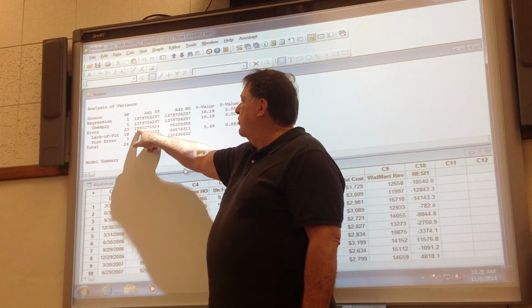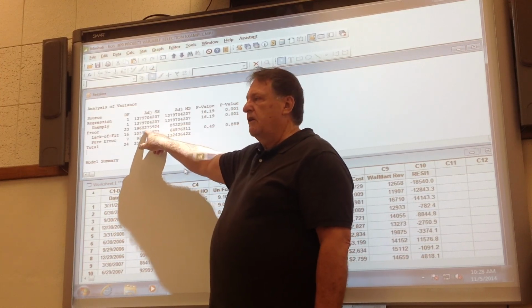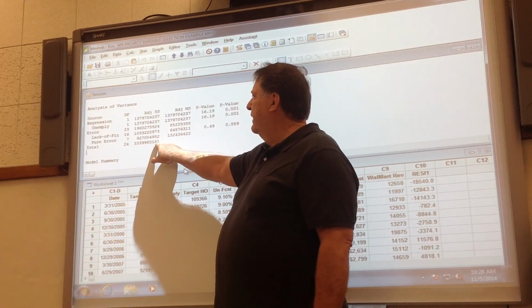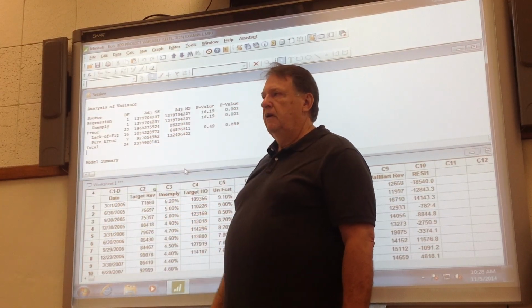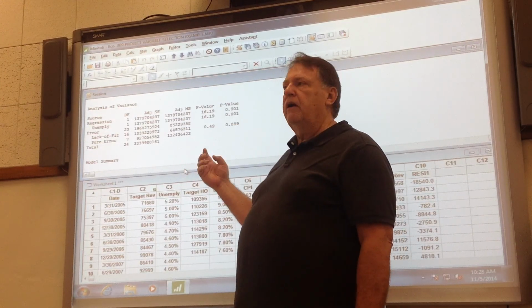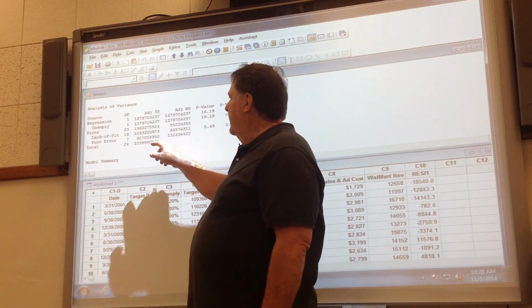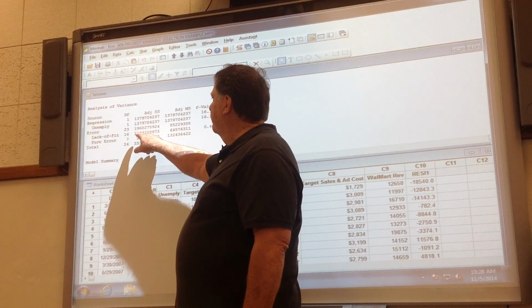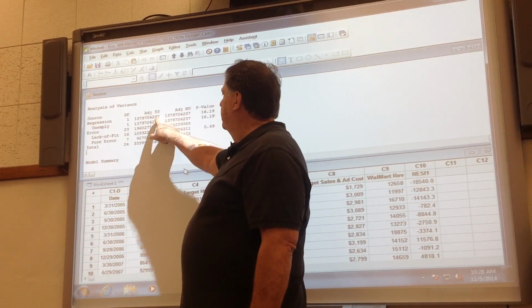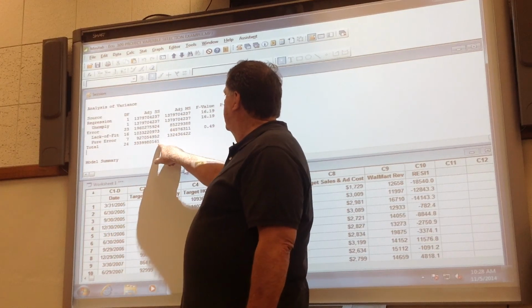Then you have the sum of squared error. Remember the SSE that we talked about? And if you added these two numbers together, you'd get this number, sum of squares total. So those numbers that we were talking about appear in the ANOVA table. And if you divided the sum of squares regression, this top number, by the sum of squares total, what would you get?